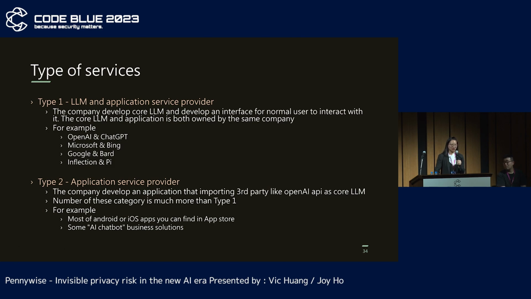So we got 2 types of services. One is LLM and their service provider. The example is like OpenAI and ChatGPT, or Microsoft and Bing, Google and Bard. And the second type is application service provider, which use LLM model in their apps. Most of the Android or iOS apps you can find in App Store is that. We couldn't list them all, but there's a lot of them.